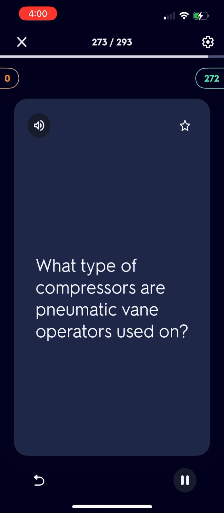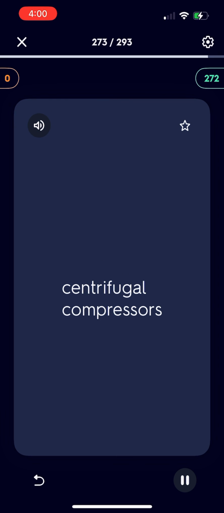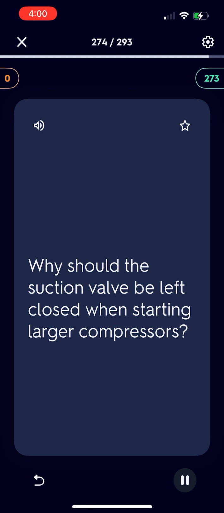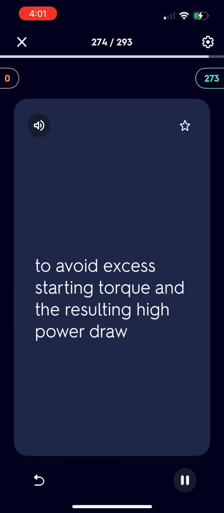What type of compressors are pneumatic vane operators used on? Centrifugal compressors. Why should the suction valve be left closed when starting larger compressors? To avoid excess starting torque and the resulting high power draw.